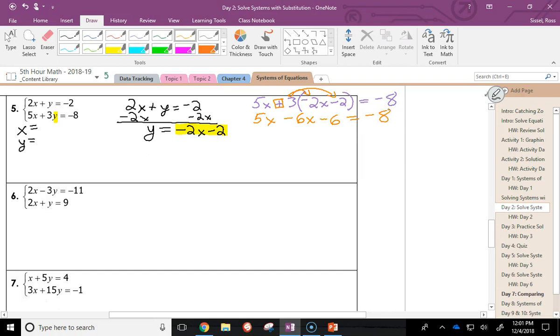Avery, can you tell me what we do now? Good. Combining our like terms. 5x and negative 6x. So 5x minus 6x is negative 1x, or just negative x. I think it was Troy that told us we got to bounce that one over. So I'm going to add 6 to both sides.